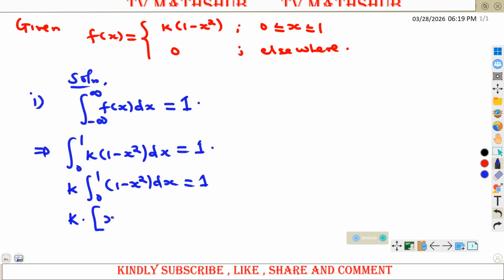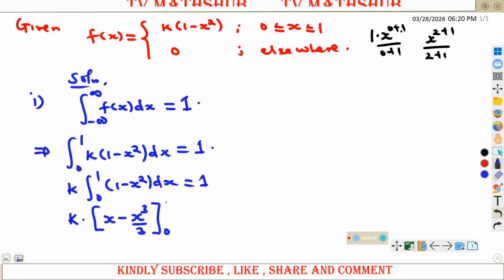When you integrate 1, you get x. When you integrate x squared, you get x to power 3 divided by 3. Remember, when you are integrating, you increase the power by 1 and divide by the new power. If you have x to power 2, when you add 1 on 2, it becomes x to power 2 plus 1 over 2 plus 1. Likewise, if you have a constant value like 1, this is the same as 1 times x to power 0. When you increase this by 1 and divide by the new power, you get x. That is why we are writing this.